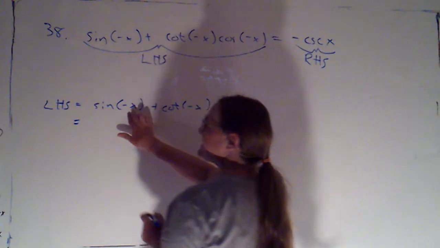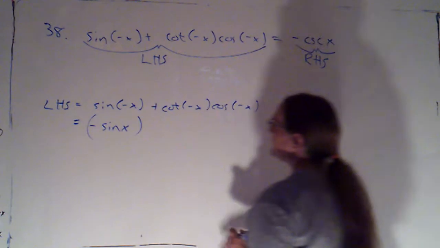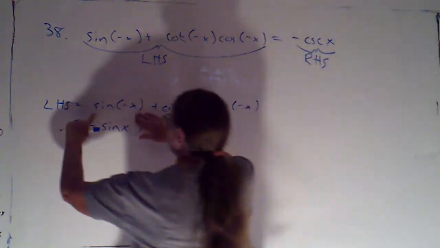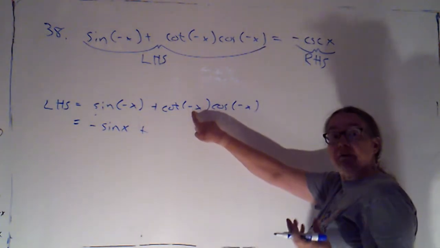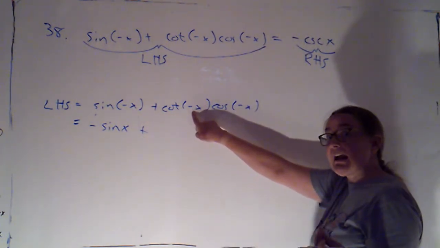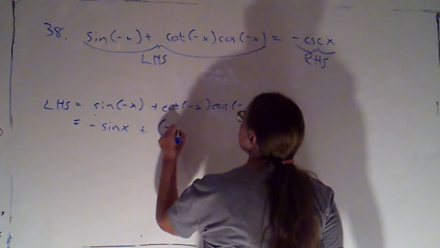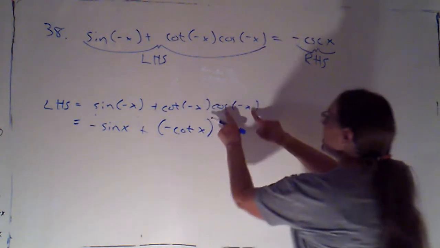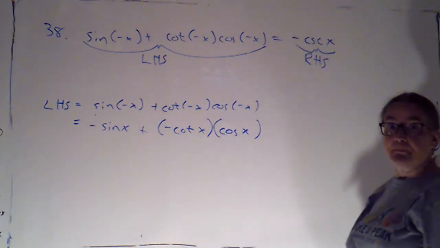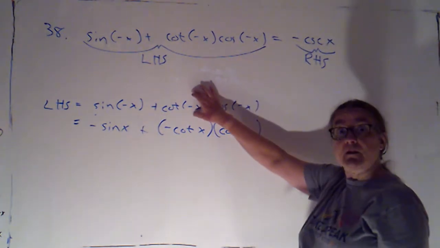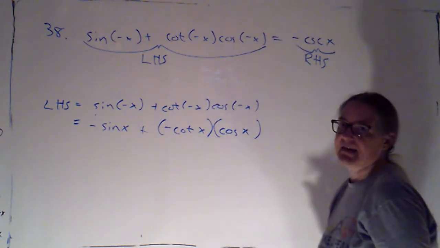Okay, so sine is an odd function, so I know that that's negative sine of x. Plus, I guess I don't need those parentheses. Plus, let's see, cotangent is odd. Remember, the only two that were even were cosine and its reciprocal secant. So this is going to be the opposite of cotangent of x. Cosine was even, so that's times cosine of x. Now, if I hadn't remembered that cotangent was odd, I could have rewritten that as cosine over sine, and then I would have gotten the same thing.